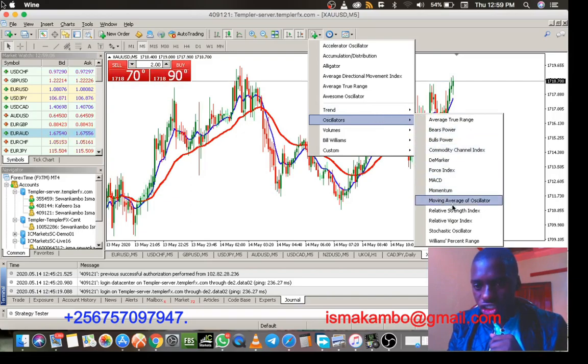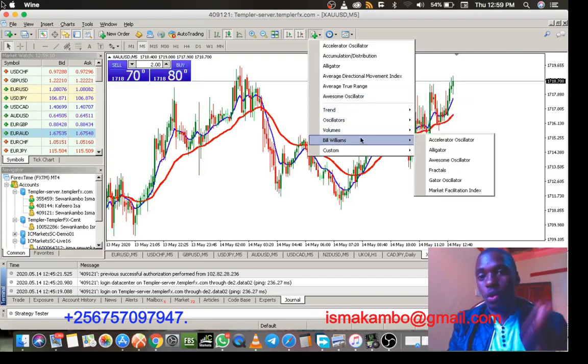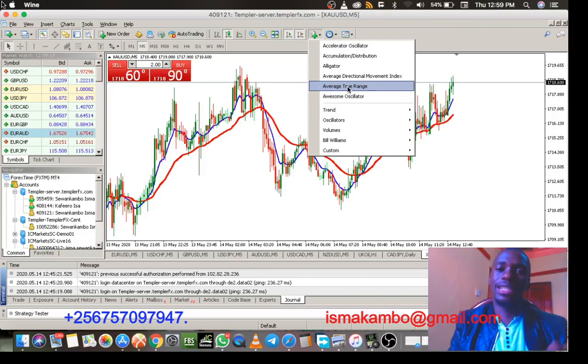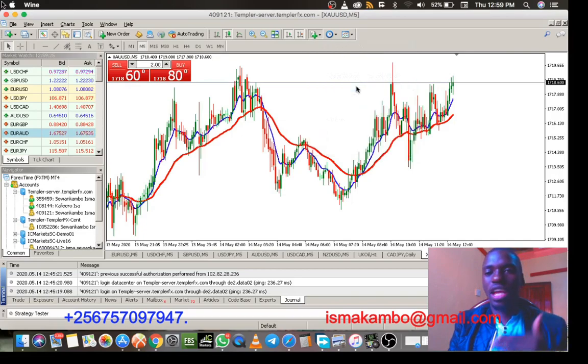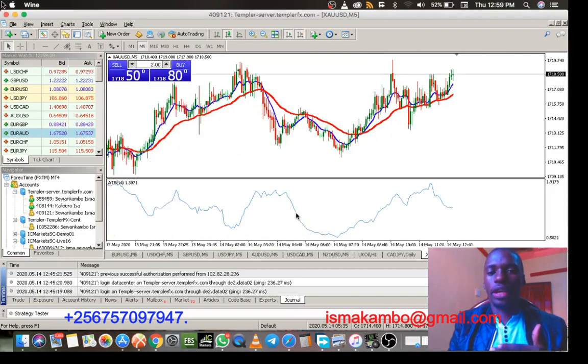Average true range, because I've used it, you can look out for it and you will not fail to get it. But I have it already here. Having clicked on it, normally the indicators that you've clicked on will always appear above here. So average true range, which is the ATR, is what we put when we are trading with this strategy.